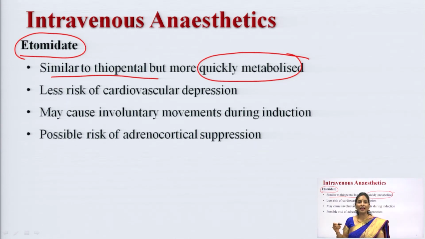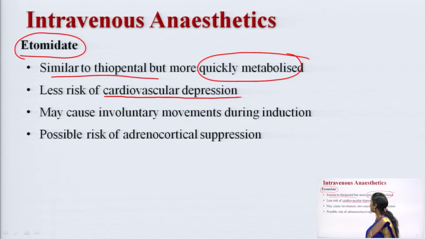So if I am giving this Etomidate drug by the intravenous route, what is going to happen? Here there is less risk of cardiovascular depression. There will be very little effect on the cardiovascular system. By administration of this drug, there will be no depression of cardiac muscle, and no fall in blood pressure will be seen with Etomidate.